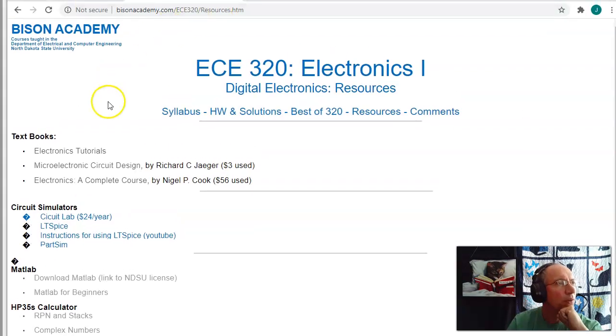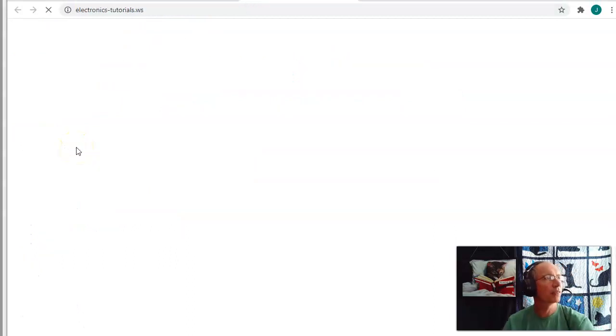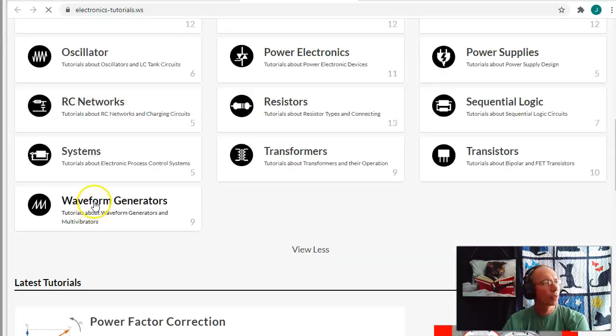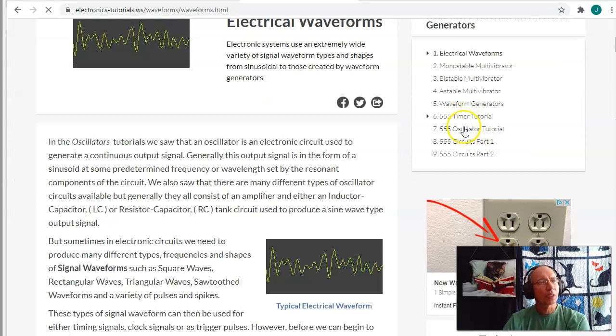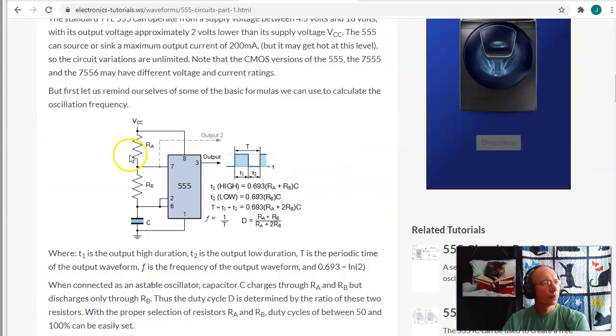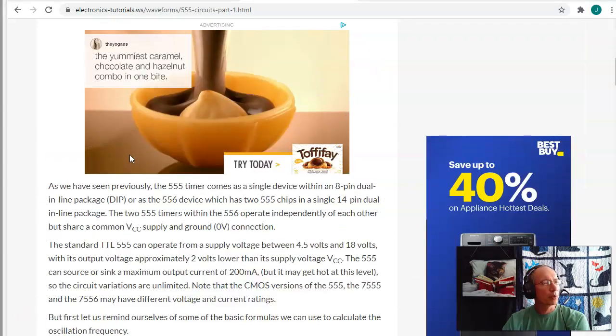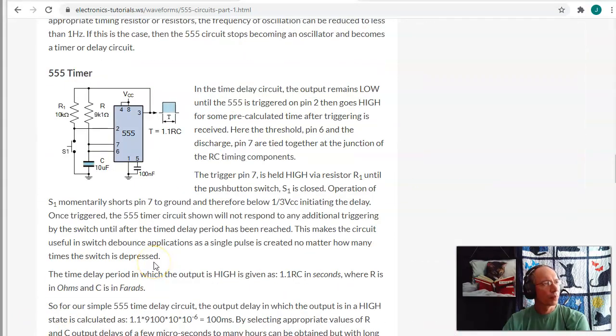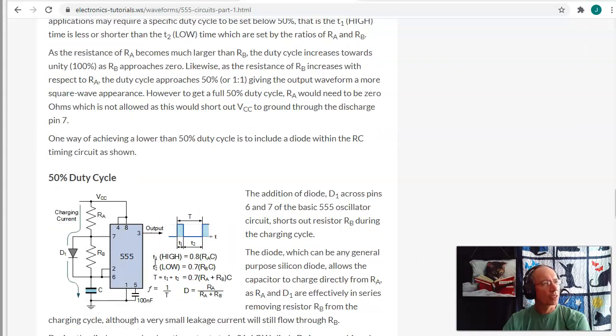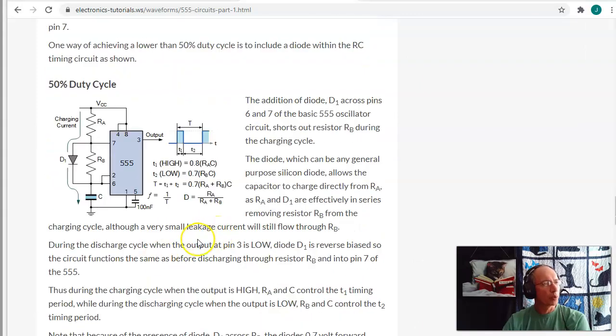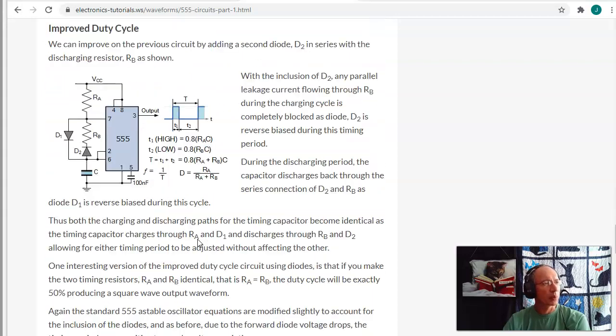A good reference for where to get more information on 555 timers, if you go to Electronics Tutorials, under waveform generators, they have quite a few tutorials on 555 timers, various things you can do with them. You can build an oscillator, an improved 50% duty cycle oscillator. That's one we already looked at.